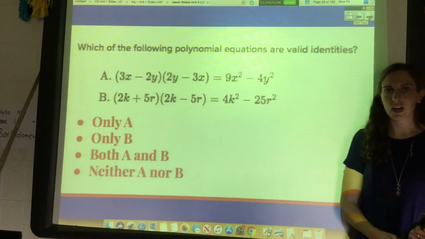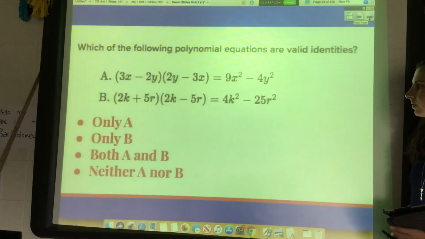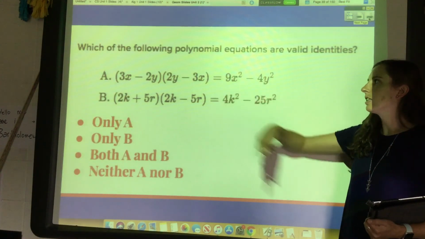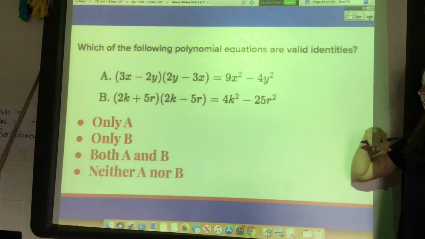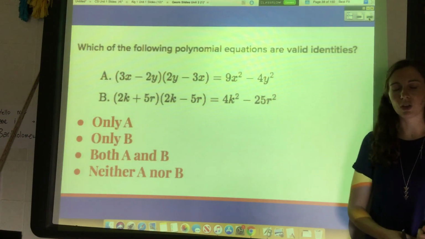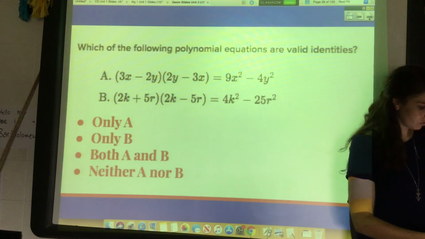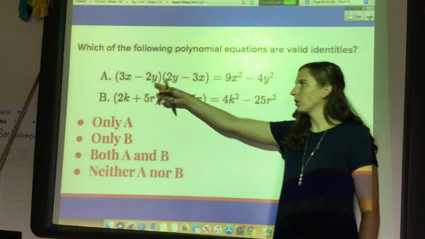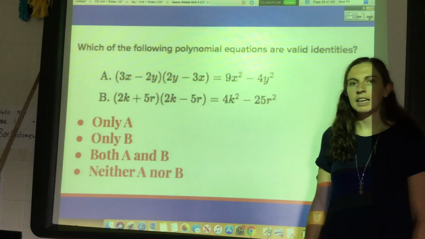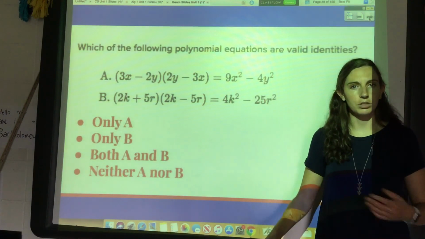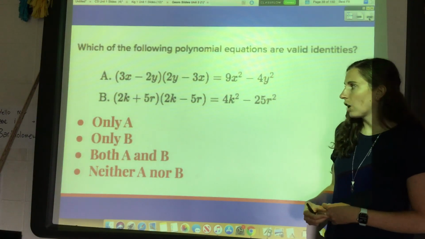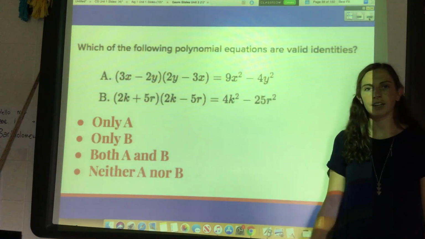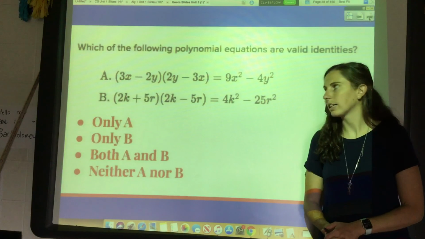So here's a kind of complicated example. This is an ACT prep problem, by the way. Which of these polynomial equations are valid identities? Basically, which could always be true? So what I would recommend is just multiply these out and see if you get to this. If this simplifies to this, then it's always true. Or you could try plugging in some numbers for x and y and see if you get the same thing that you do over here. Either of those is a good way to work this out.